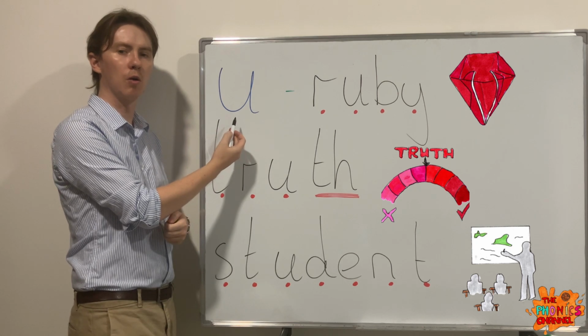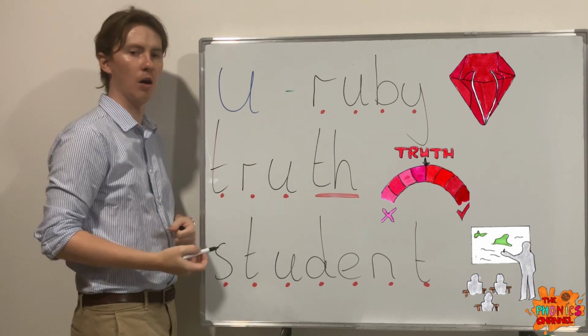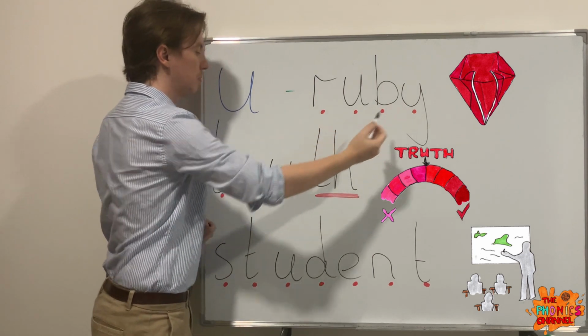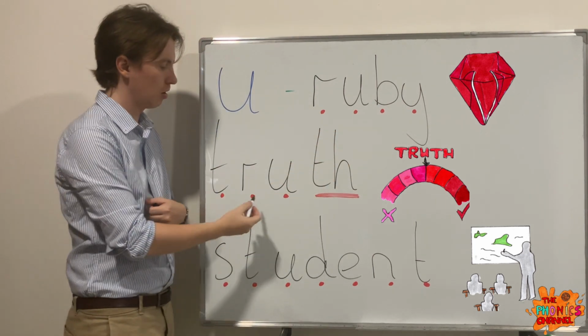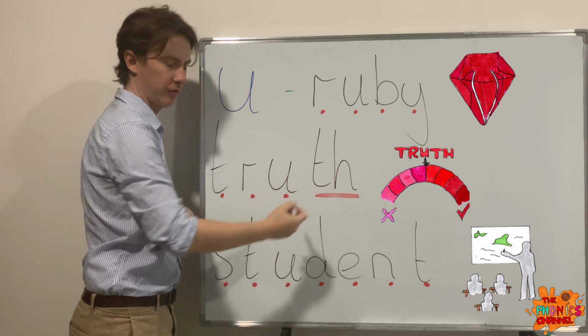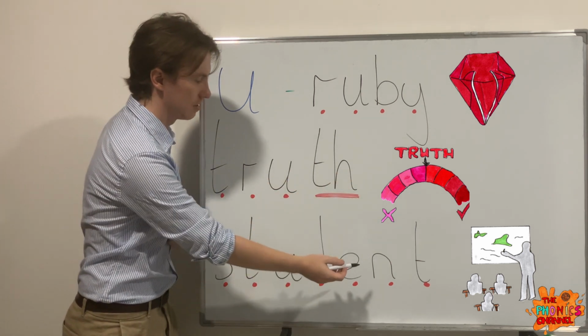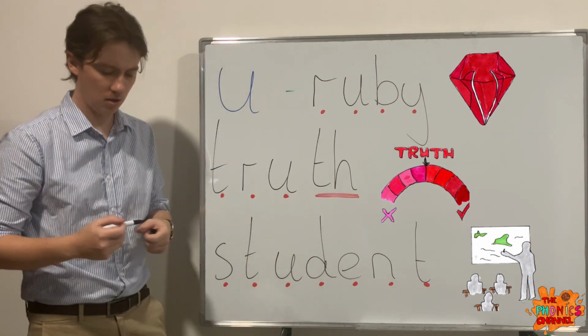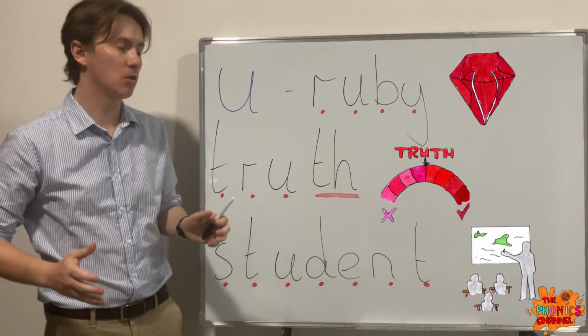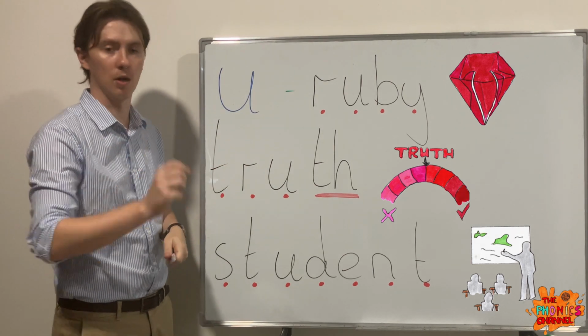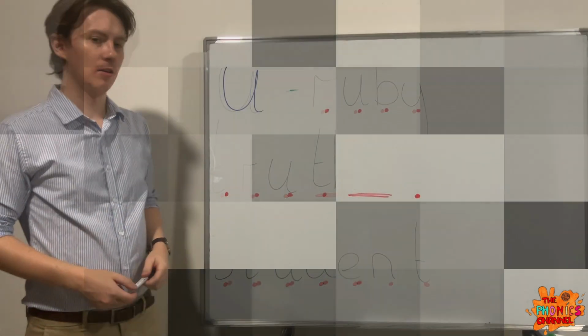Make sure you are saying it along with me at home to practice. U, U, U. Ruby. R-U-B-E. Ruby. Truth. Tr-U-F. Truth. And student. St-U-D-E-N-T. Student. Okay, so in the second part, we will be looking at the same single letter, making the other U sound. Okay, see you there.